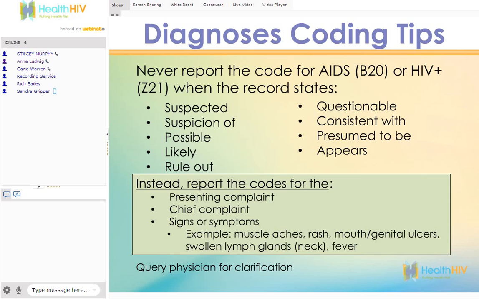If the physician is readily available in your practice, you can query the physician. If you query the physician and they tell you, yes, the patient has AIDS, or yes, the patient is HIV positive, they have to go back and change that note to state that. You cannot code based on a conversation, because that's still not considered appropriate coding.